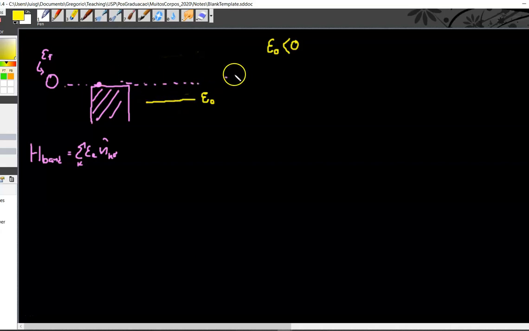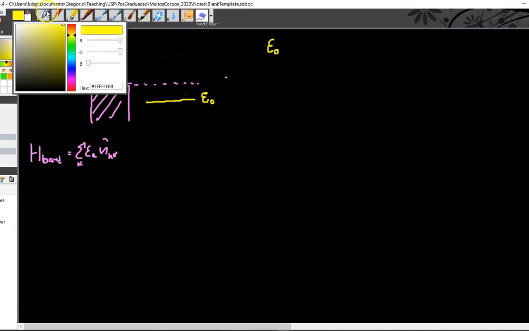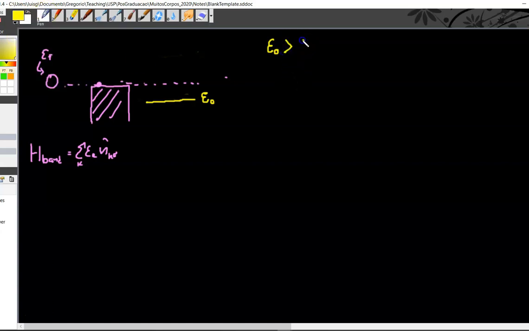So in this case there is going to be a strong probability for this level to be occupied, okay? If epsilon 0 is larger than 0, let's start with the other case, okay? So let's start with this case. That means that the average occupation for the level is going to be approximately 0, right?